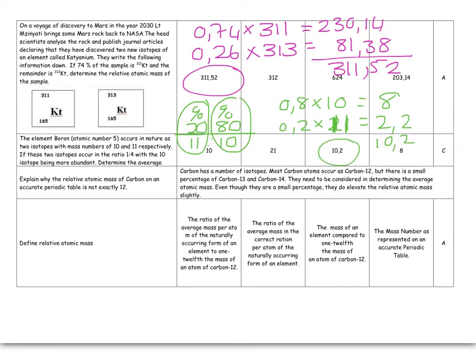Explain why the relative atomic mass of carbon on an accurate periodic table is not exactly 12. Most of you got 1 mark on this, but you didn't really quite get it down to the button, so pay careful attention. Firstly, you needed to say carbon had many isotopes. The most abundant of those isotopes is 12, but there's a little bit of 13 and 14. These need to be considered in getting an average, and it's a percentage average. Even though they are a very small percentage, they do elevate the relative atomic mass slightly.